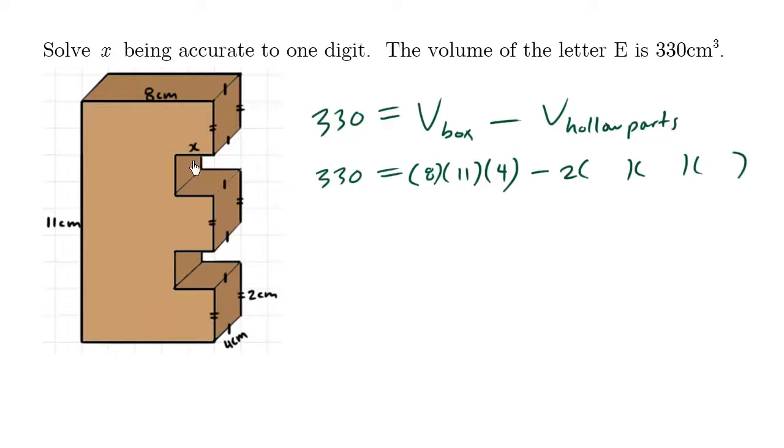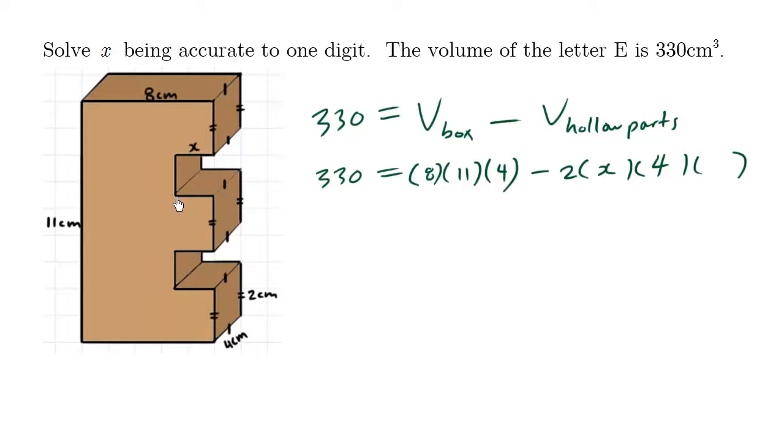So what are the dimensions of one of these invisible boxes? Well, I see an x here. There's definitely an x. Is there anything else? We know the depth. The depth happens to be 4 centimeters. Now what about this unknown height here, going up and down?